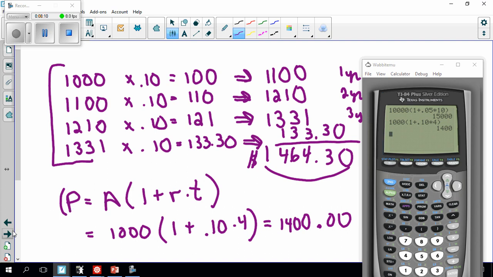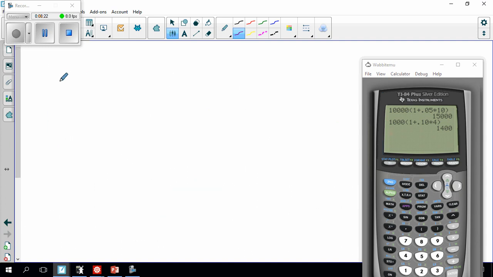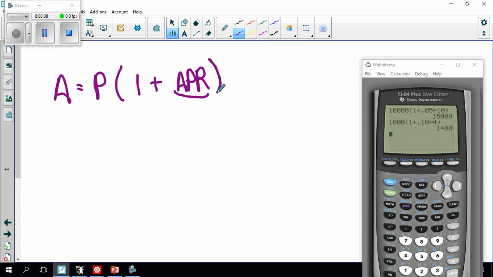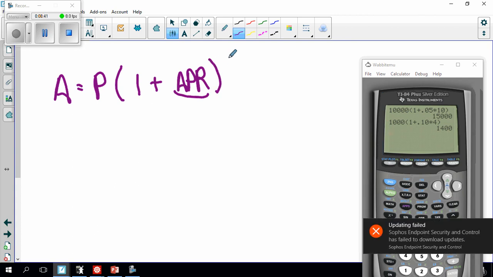But here's what the book does. They give you a compound interest formula for interest compounded yearly. By the way, this is abnormal, so I'm going to give it to you anyway because the book does. So they write A equals P times 1 plus, they call it the APR, annual percentage rate, to the number of years T.